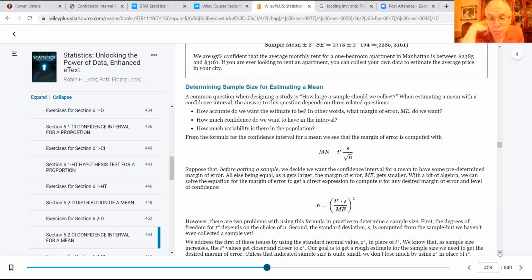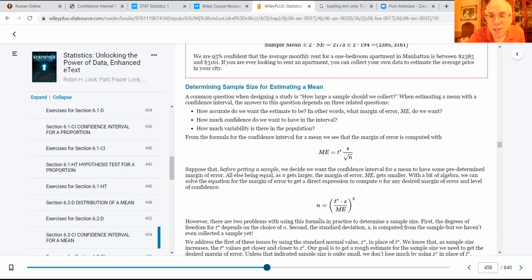T times S divided by the square root of N. Now, as you probably guessed, if we rearrange this formula and solve for N, we would get this formula here. In other words, we would square both sides, do a little bit of algebra, and we would get that N is equal to this. Although notice this formula is different than the minimum sample size formula that we used in section 6.1 when we did the confidence intervals.